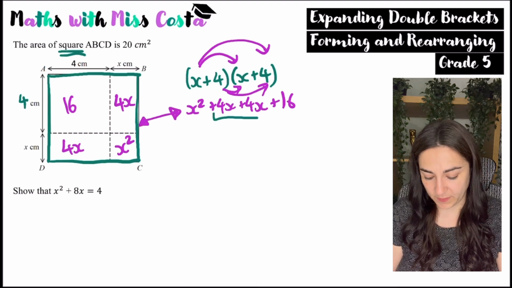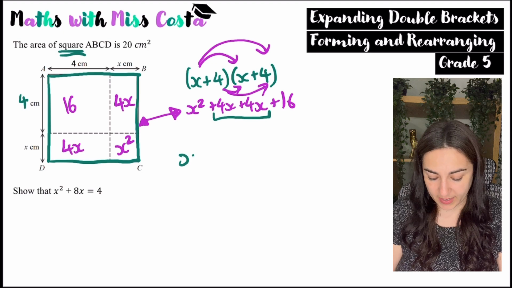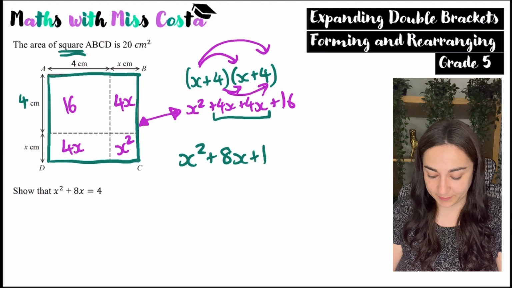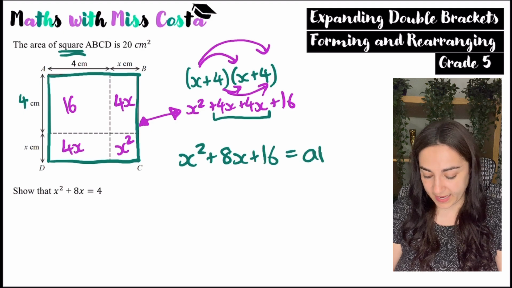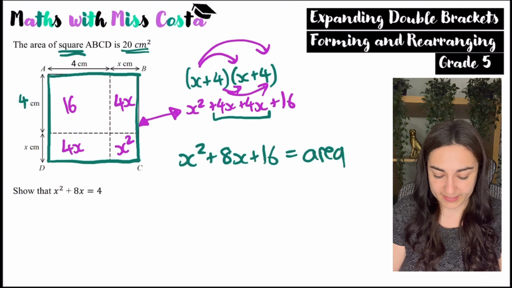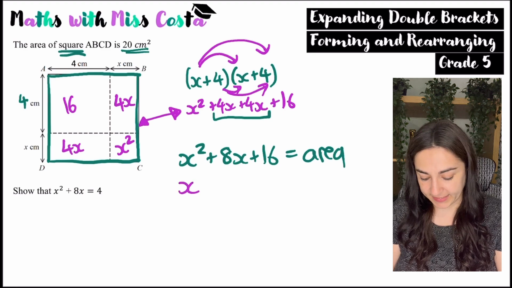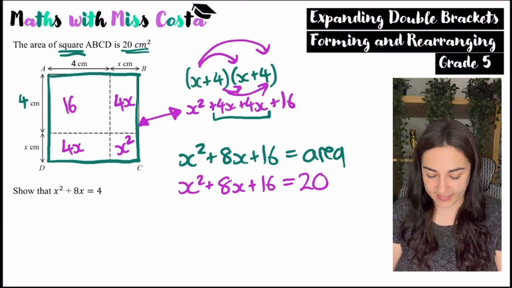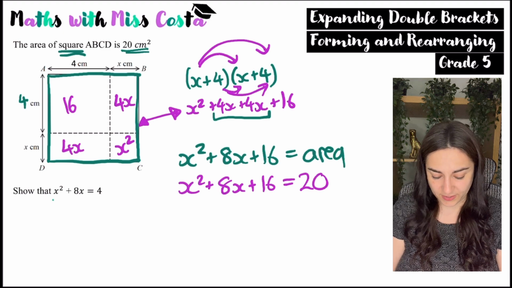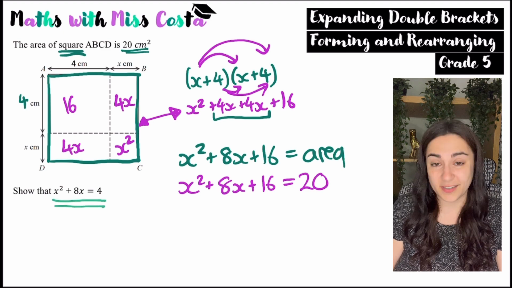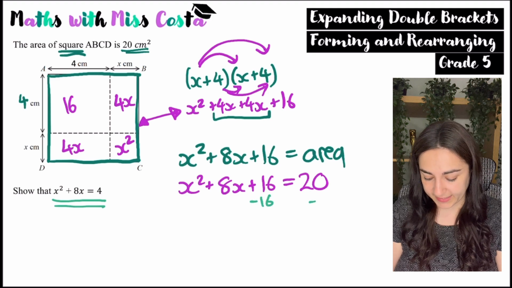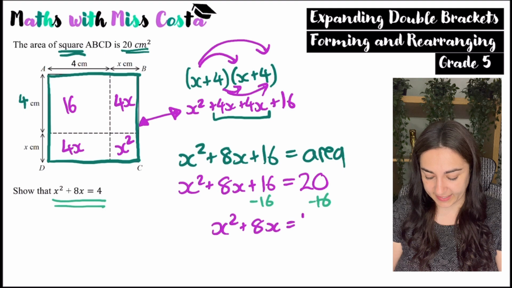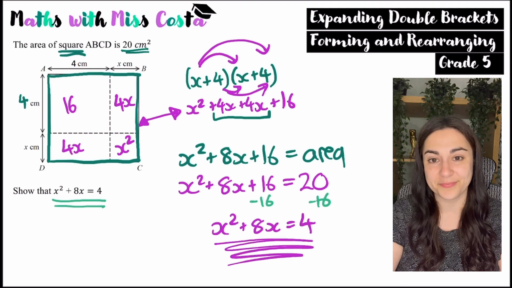The next thing we would do is simplify that. So I know that the area of the square is x squared plus 8x plus 16 must equal the area. Now I know that the area is 20 centimeters squared, so I'd say that x squared plus 8x plus 16 must equal 20. And then what could I do? Well, I need to show that x squared plus 8x equals 4, so let's just rearrange it. Let's subtract 16 from both sides, and you've shown that x squared plus 8x equals 4.